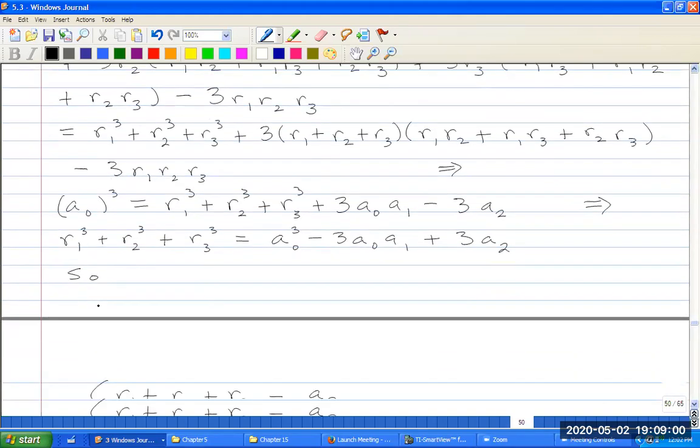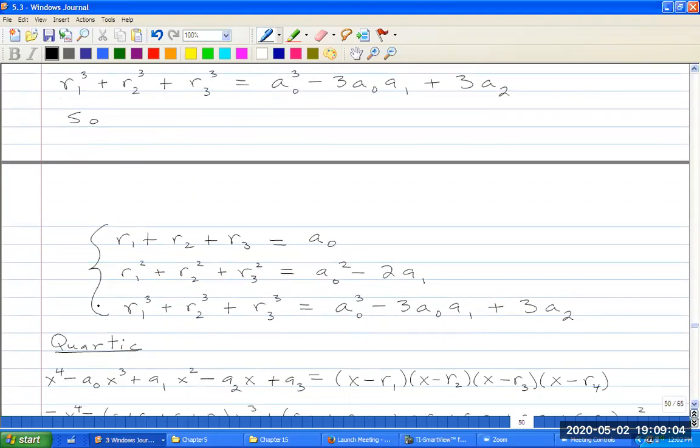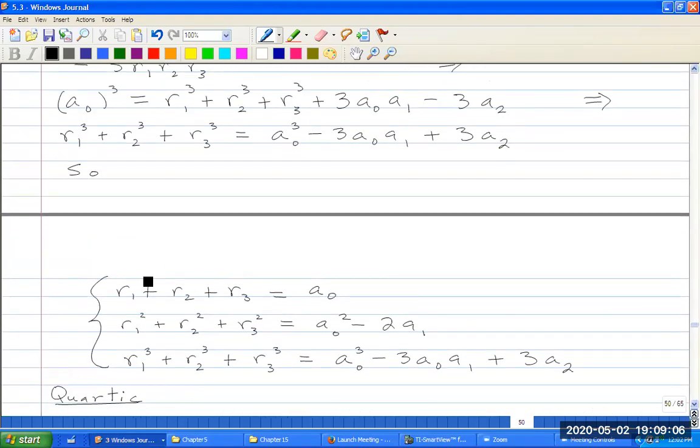So to summarize, we have R1 plus R2 plus R3 is A0. R1 squared plus R2 squared plus R3 squared is A0 squared minus 2 A sub 1. R sub 1 cubed plus R sub 2 cubed plus R sub 3 cubed is A0 cubed minus 3 A0 A1 plus 3 A sub 2.